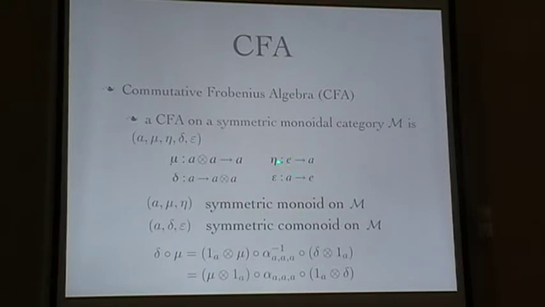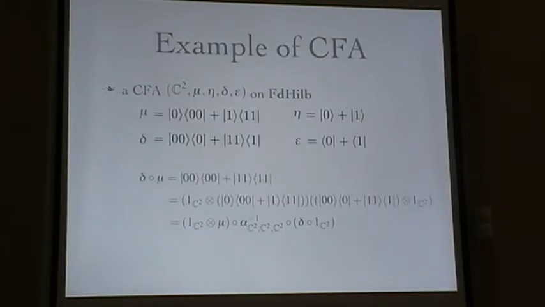And this E is the unit object of this symmetric monoidal category. Similarly, the first, fourth and fifth elements construct a symmetric comonoid on M. And this multiplication and comultiplication satisfy this axiom. It is an example of a CFA on a finite dimensional vector space. This is a CFA on C2. This equation is one of the axioms of CFA. It is not so difficult to verify that the other axioms hold.